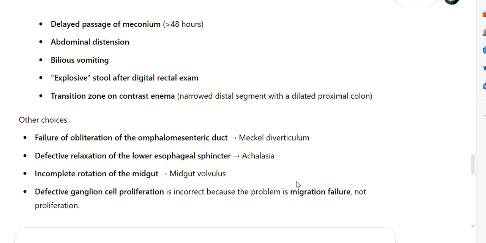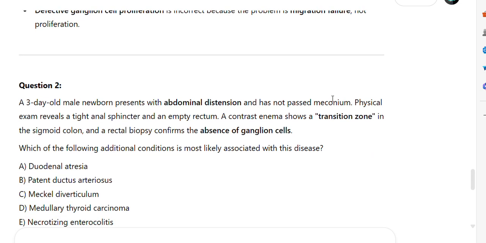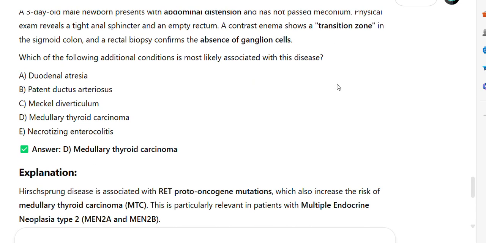Question 2. A 3-day-old male newborn presents with abdominal distension and has not passed meconium. Physical exam reveals a tight anal sphincter and an empty rectum. A contrast enema shows a transition zone in the sigmoid colon, and a rectal biopsy confirms the absence of ganglion cells. Which of the following additional conditions is most likely associated with this disease?